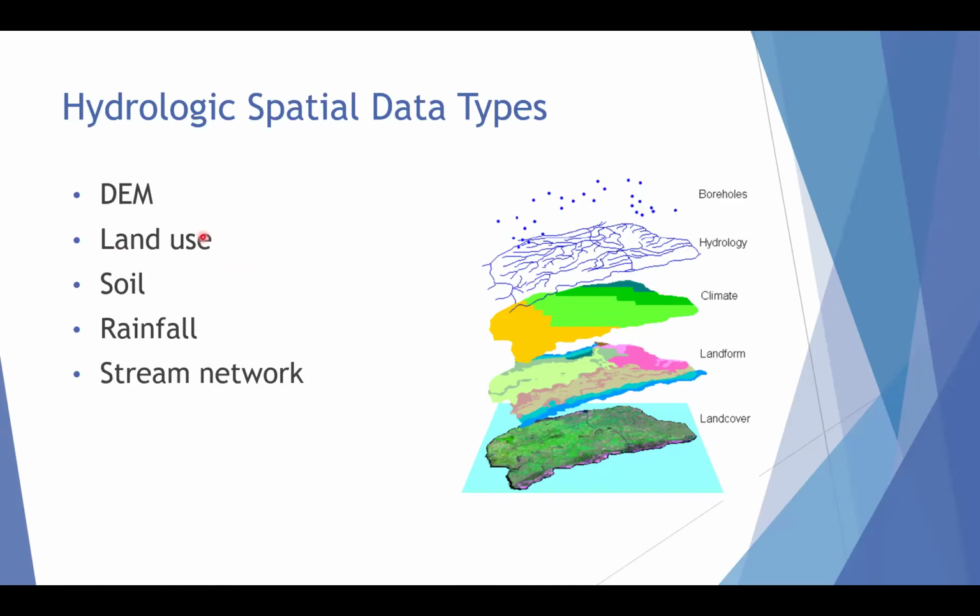Then land use land cover map, then soil data. You may use rainfall data. Again, rainfall data, you may have point data, then you have to do the pre-processing in order to get spatially varying rainfall data. Then you also have stream network data, etc. Okay, so these are the data. Apart from that, if you are working with groundwater, then you may have the borehole data, etc.